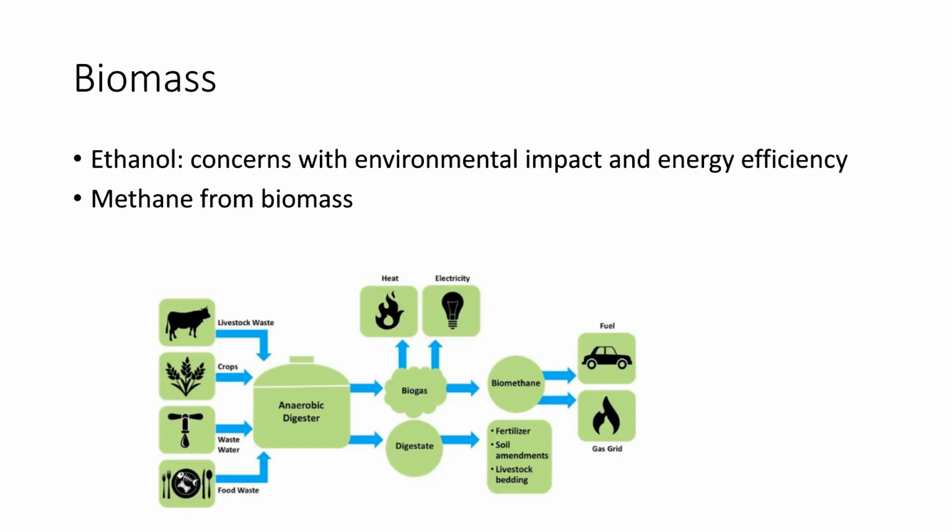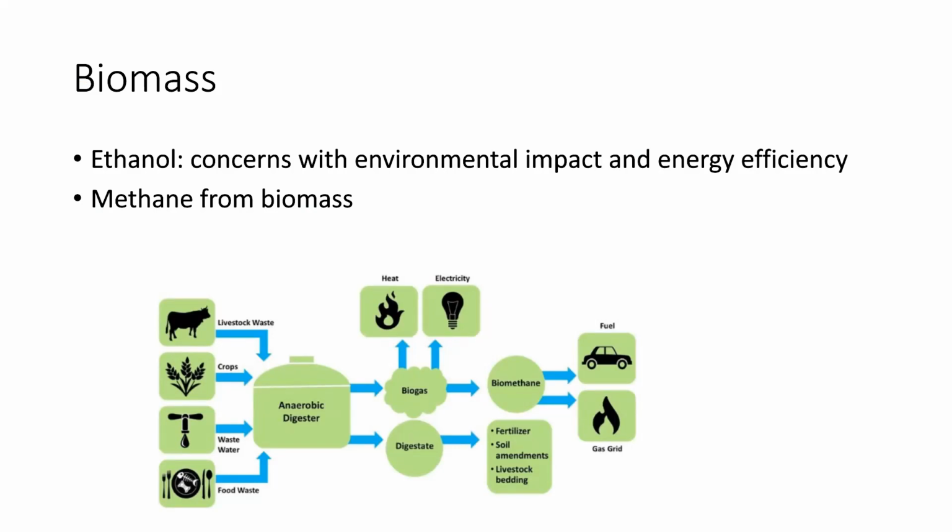And then some other ones that we've talked about a little bit in the previous chapters are biomass. This is just going to be stuff like ethanol, methane from biomass. These aren't going to be perfect alternatives, because there's still going to be greenhouse gas emissions associated with them. Again, they're better than the fossil fuels.